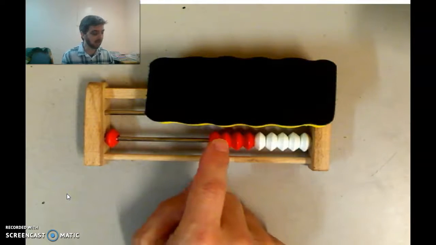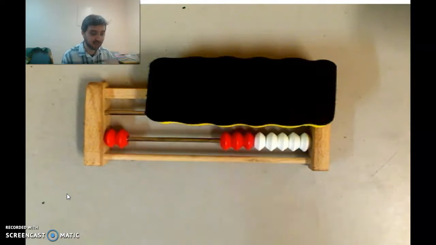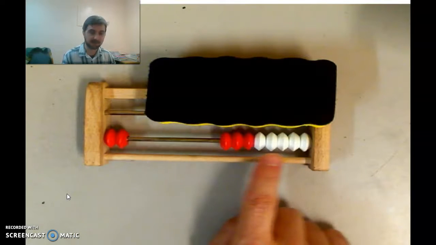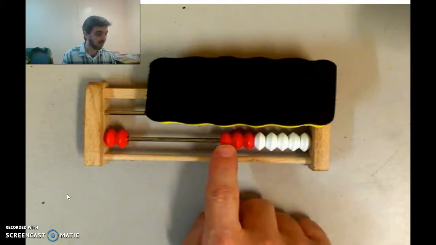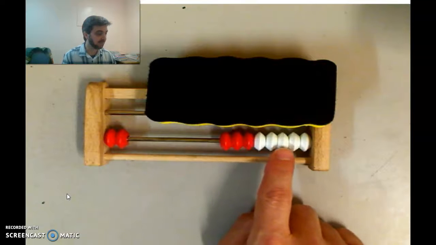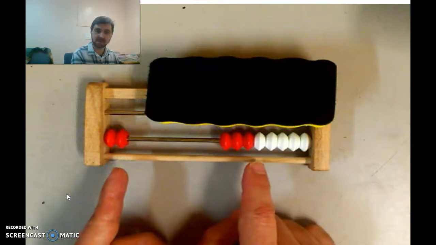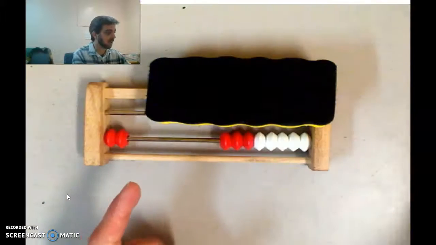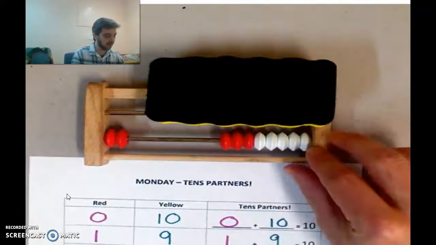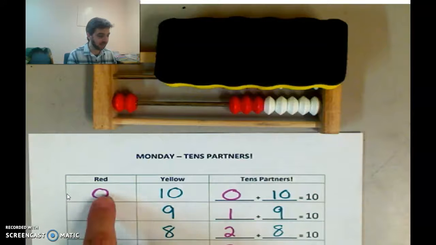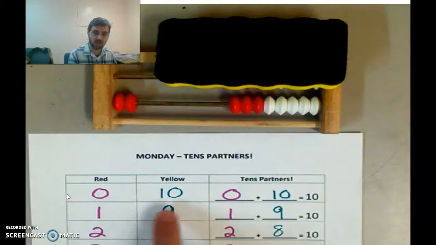Okay, let's slide another one. So now we've taken away 2. If we take 2 away from 10, we're left with how many? We're left with 1, 2, 3, 4, 5, 6, 7, 8. And that makes sense because we know that 2 and 8 are tens partners. Remember our paper from the other week? All right, looks like this. So look, already we've identified 0 and 10, 1 and 9, and now we're doing 2 and 8.